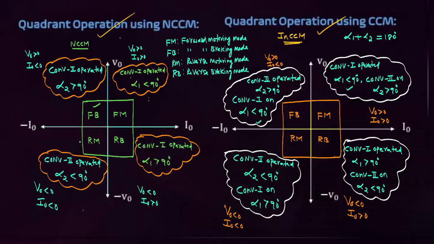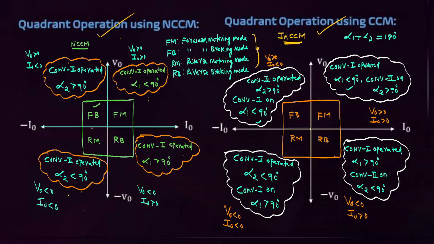In forward braking mode, converter 2 is operated, firing angle greater than 90. In reverse motoring mode, RM in the sense reverse motoring mode, converter 2 is operated, firing angle less than 90. This is given, please go through this. In reverse braking mode, converter 1 is operated, firing angle greater than 90. They will ask which converter is operated and what the firing angle is.